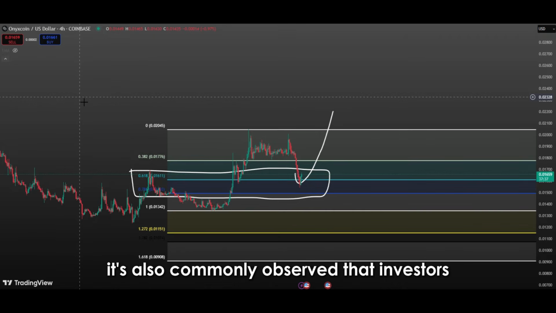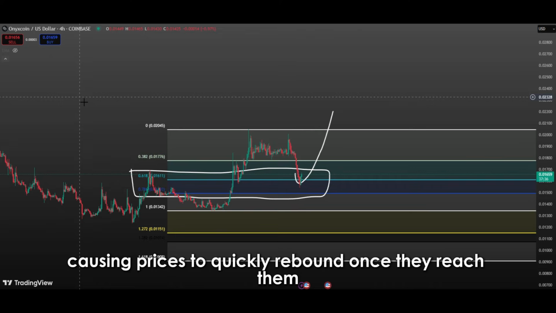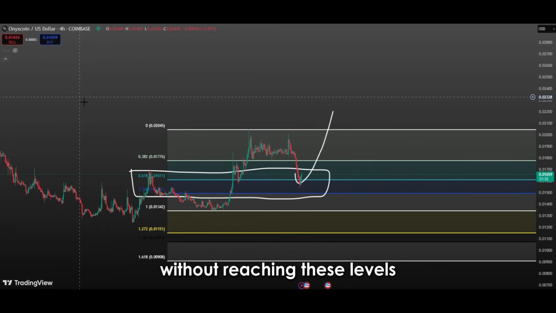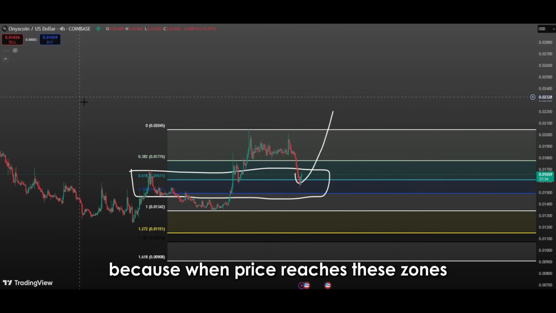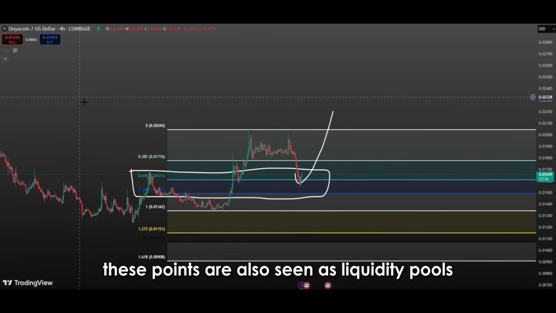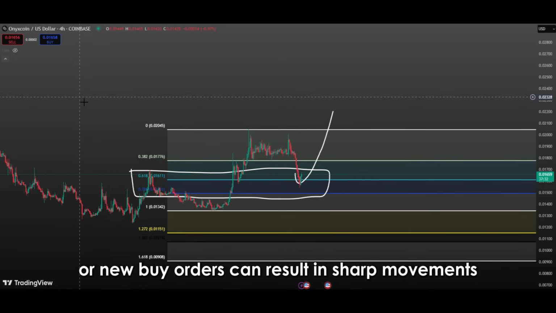It's also commonly observed that investors tend to make heavy buys in these zones, causing prices to quickly rebound once they reach them. In some cases, prices may resume upward momentum without reaching these levels, but the most reliable reversals often start from these areas, because when price reaches these zones, it attracts investor interest and ignites buying appetite. These points are also seen as liquidity pools. When price enters these areas, stop-loss triggers or new buy orders can result in sharp movements.